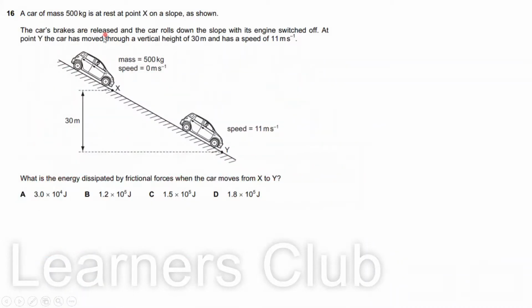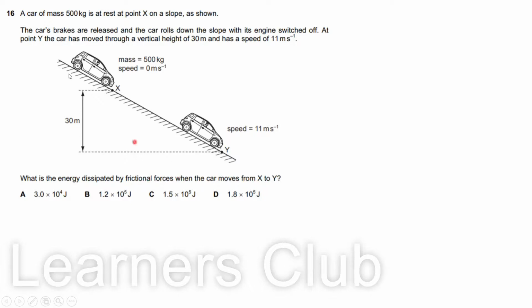A car of mass 500 kg is at rest at point X on a slope as shown. The car's brakes are released and the car rolls down the slope with its engine switched off. At point Y, the car has moved through a vertical height of 30 meter and has a speed of 11 meter per second. What is the energy dissipated by frictional force when the car moves from X to Y?